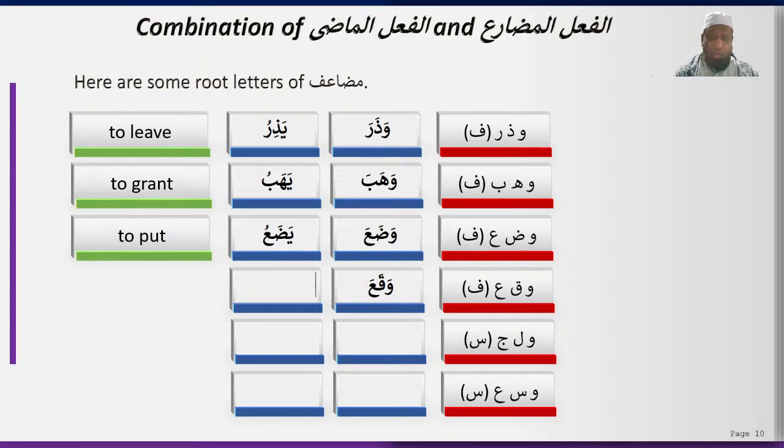Next, waw qaf ayn, waqa'a. What is it? Is it yawqa'u or yaqa'u? Waqa'a. It is mithal wawi, and we are doing al-fi'l al-mudari lil-ma'lum, and it is not from Bab Sami'a or from Bab Karuma. The rule is applied. So yaqa'u. Waqa'a yaqa'u means to fall.